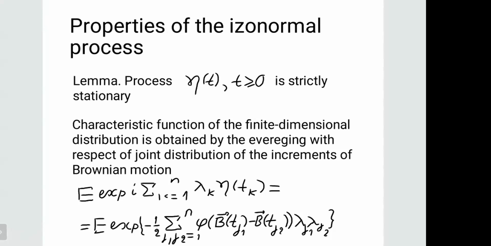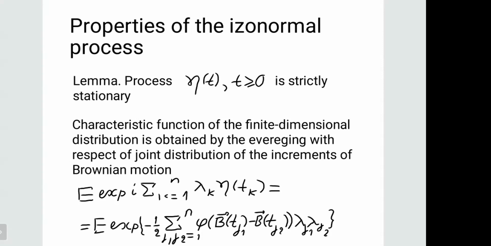Okay, now let's come back to our process eta t. It can be checked that eta t is strictly stationary. Let me recall the characteristic function of the finite-dimensional distributions of the process eta. You see that it is described via integration with respect to the increments of a Brownian motion. But Brownian motion has stationary increments, so from this expression we see that the process eta is strictly stationary.